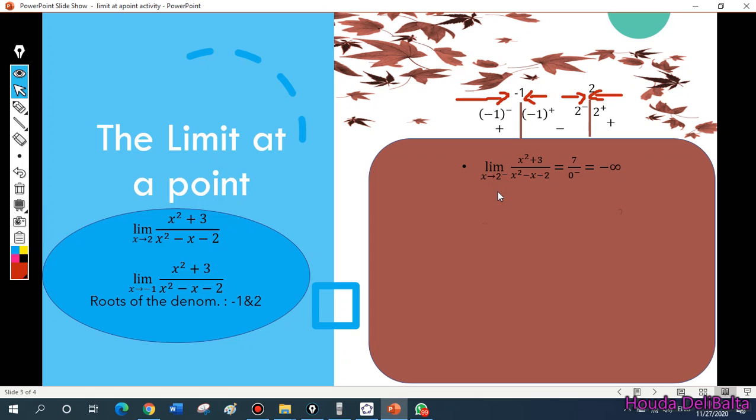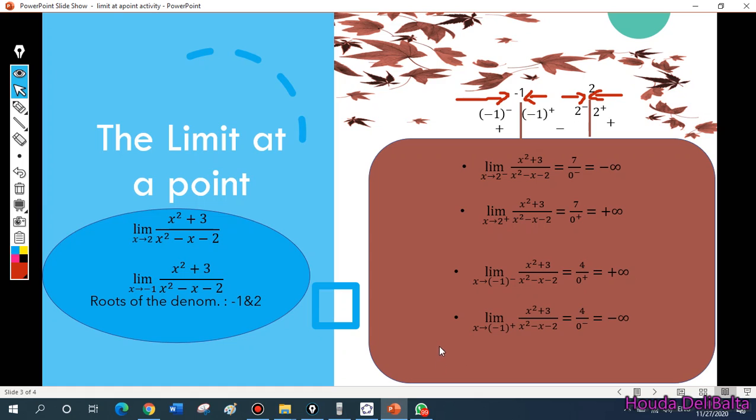Okay? Now for x approaches 2 plus, the limit of this function is similarly 7 on top and 0 below. Because we are talking about this region, 2 plus, and the sign is plus, we put 0 plus. 7 over 0 plus is approaching plus infinity. Now for minus 1 minus, in this region, we substitute here. Minus 1 squared is 1, plus 3 is 4, over, in this region we have a plus, so we put 0 plus. 4 over 0 plus is approaching plus infinity.